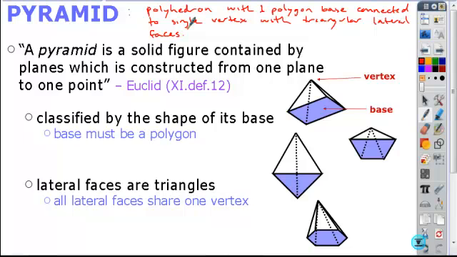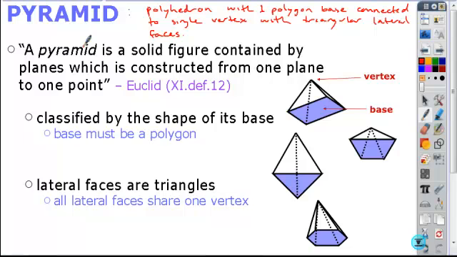All right, so a pyramid is historically defined as a solid figure contained by planes, which is constructed from one plane to one point. And so that's the historical term for it. The more common interpretation is that a pyramid is a polyhedron with one polygon base that's connected to a single vertex with triangular lateral faces.